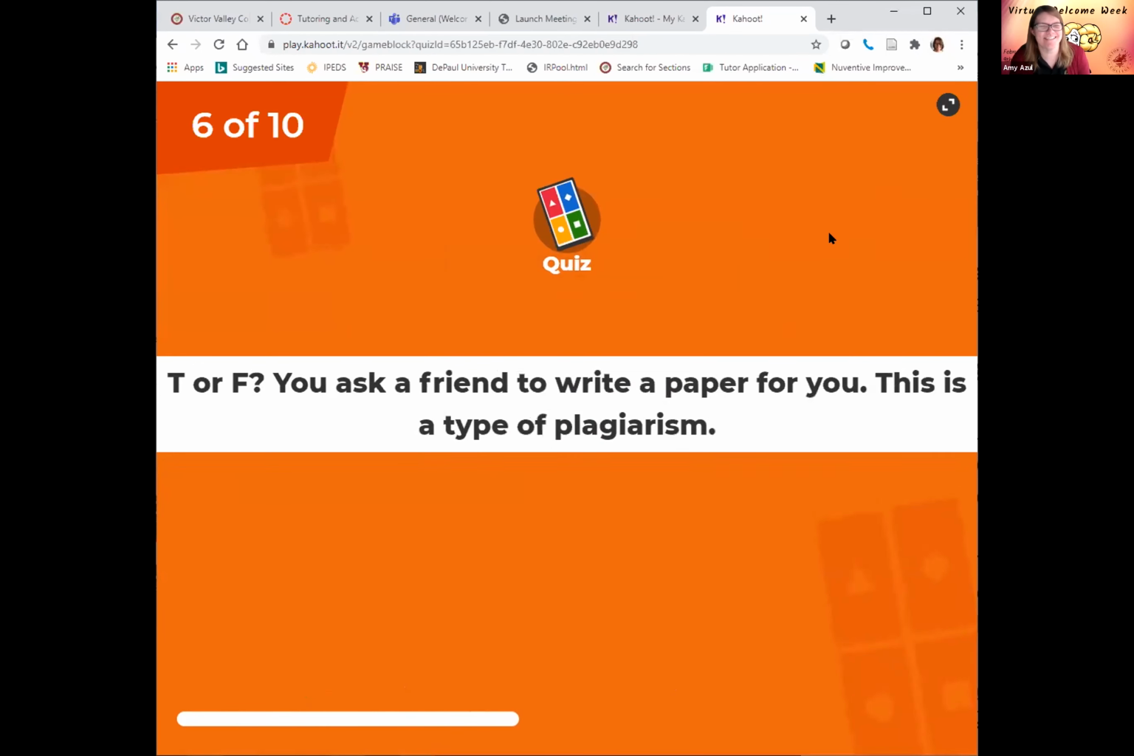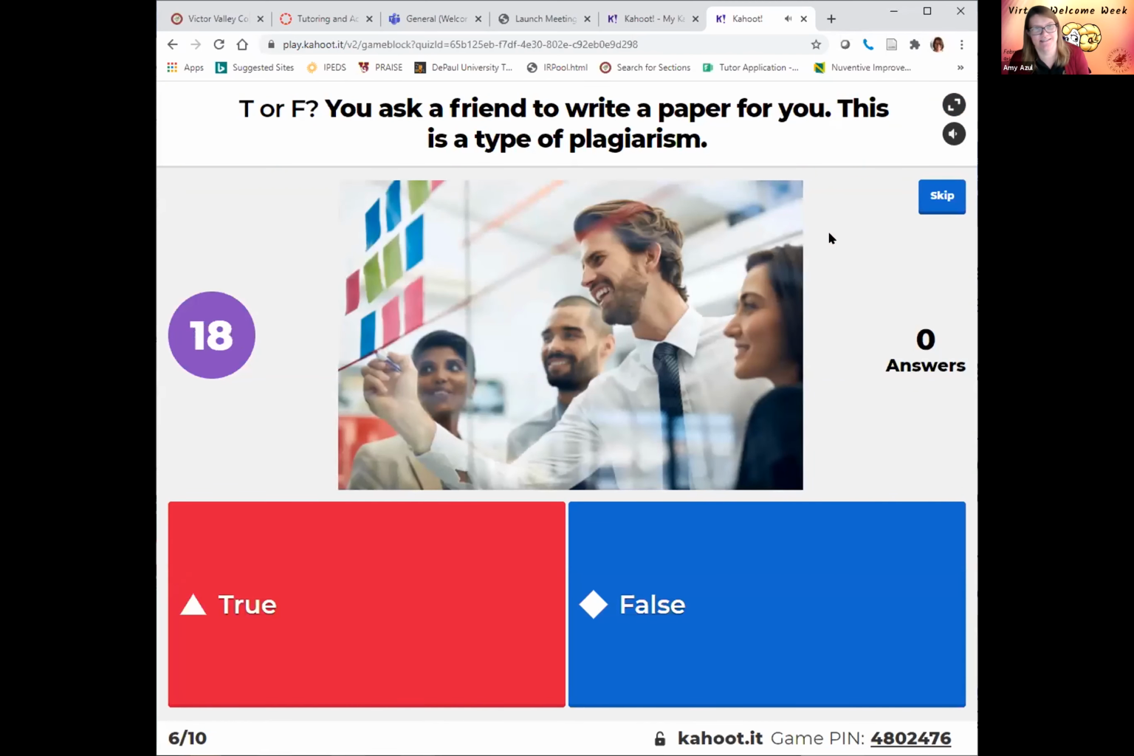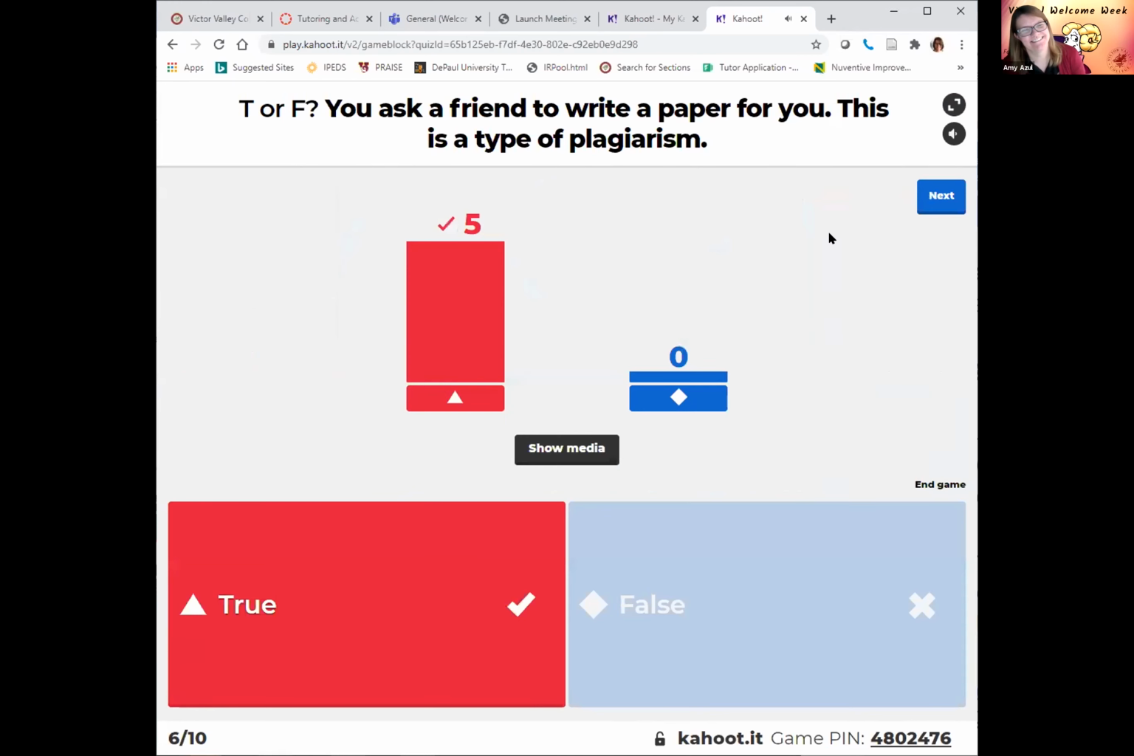All right, true or false? You ask a friend to write a paper for you. This is a type of plagiarism. I can tell you stories about this, but I don't have time for it. So yeah, of course, it is a type of plagiarism.